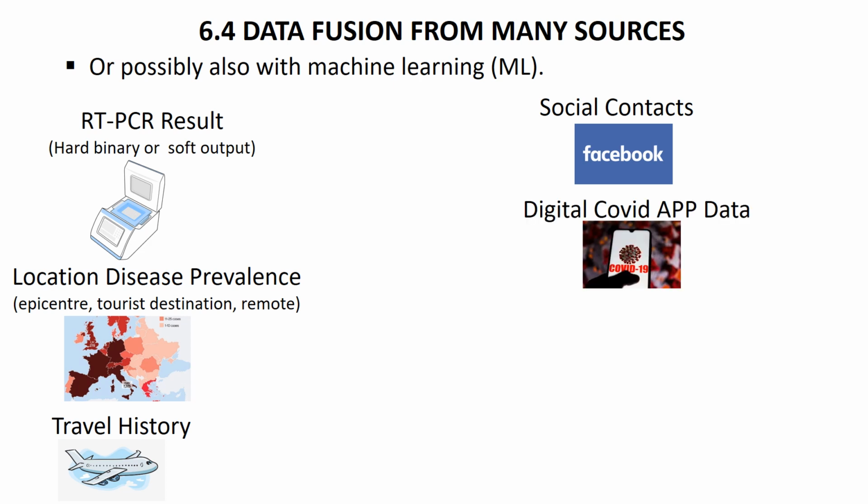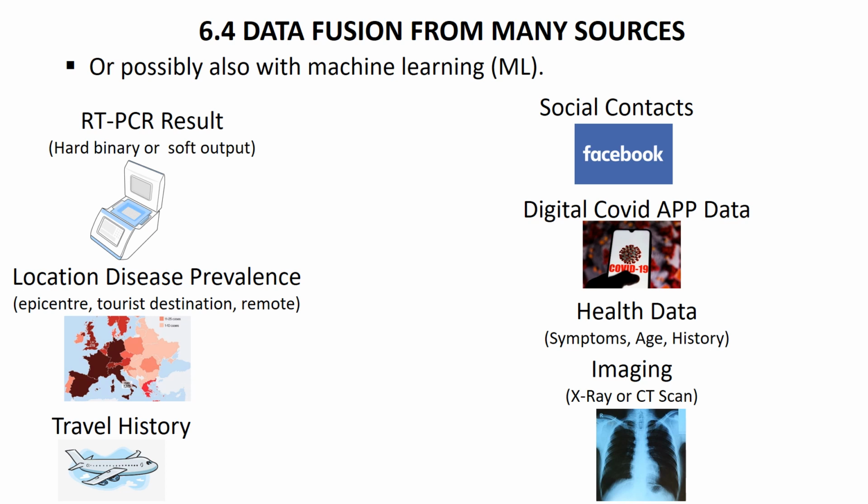This could be integrated with a digital COVID app that's being developed. Look at your health data, your symptoms, your age and your history. And finally, a sort of gold test would be some sort of imaging, X-ray or CT scan. If you put that all together and somehow fuse the data in an optimal way, you increase your probability of getting a more accurate result, I suspect, than just relying on the PCR test itself.